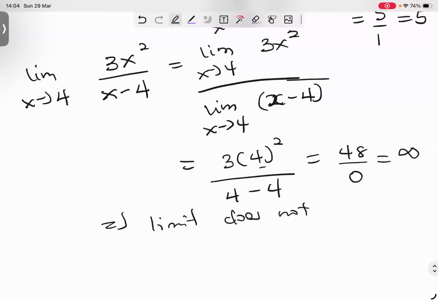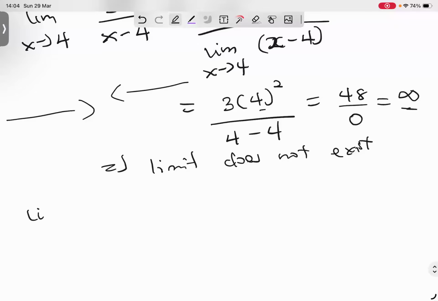does not exist. If we had used a table, you realize that from the left, the value that f of x will be approaching will not be the same as the value that f of x will be approaching from the right-hand side, meaning we are going to get undefined. Therefore, the limit does not exist because the answer we are getting is undefined.